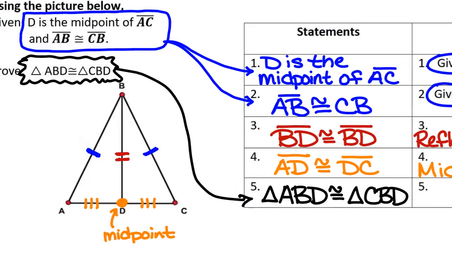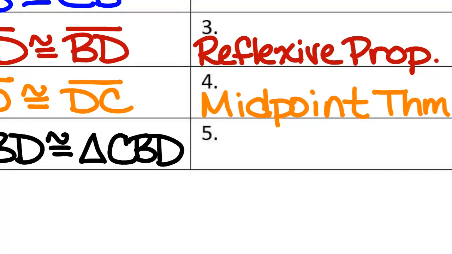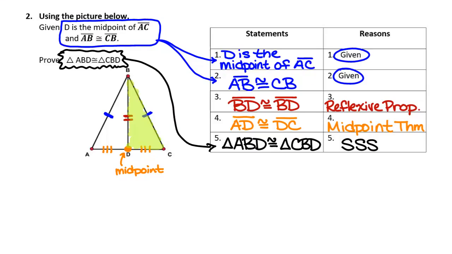SSS, yes. When you look at just one of these triangles, we have all three sides marked with congruence marks. So these two triangles are congruent to each other by side, side, side. Nicely done. Let's see if we can do another proof. Let's look down at number 3.